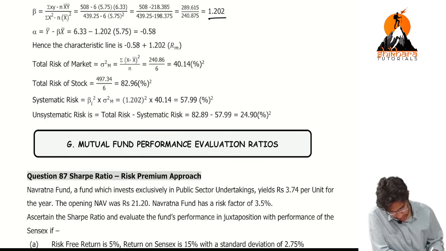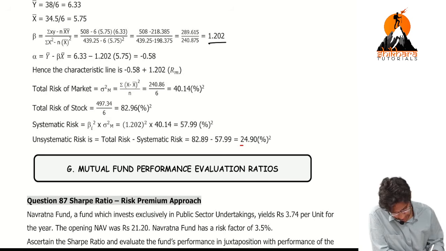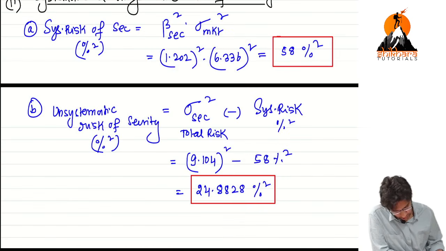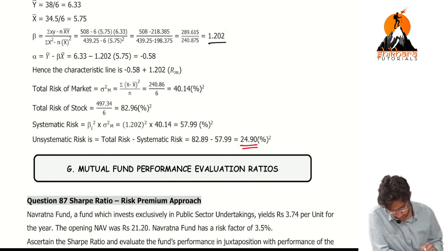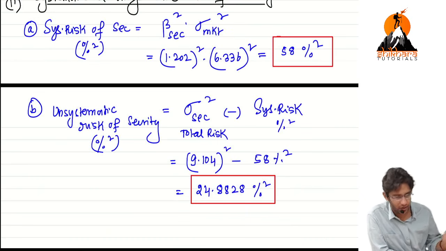What answer did he get? 24.9 he got. How much did you get? Same answer, that is okay. It is a small error only, a rounding off error. 57.99 systematic. How much did we get? 58. That's almost near, don't mind.